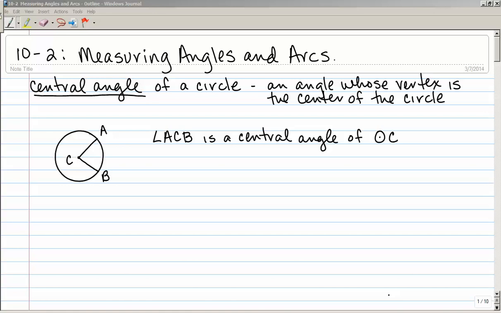Section 10.2 is on measuring angles and arcs. Lots of definitions to start off with here. The central angle of a circle is an angle whose vertex is the center of the circle. So for example, in circle C, angle ACB is considered a central angle of circle C, because that angle contains the center of the circle, which is C.